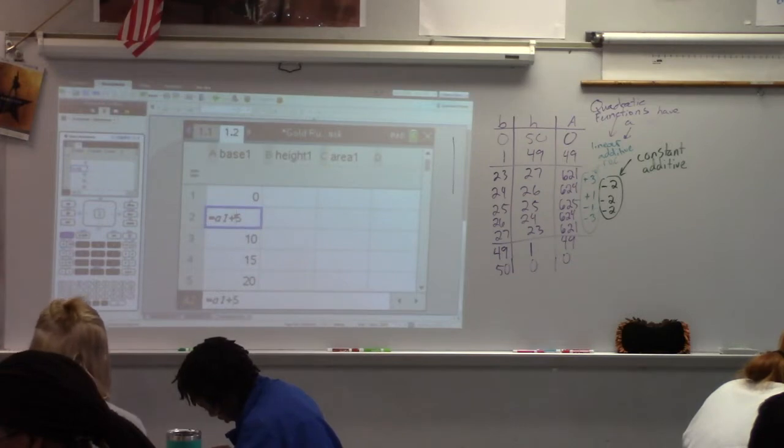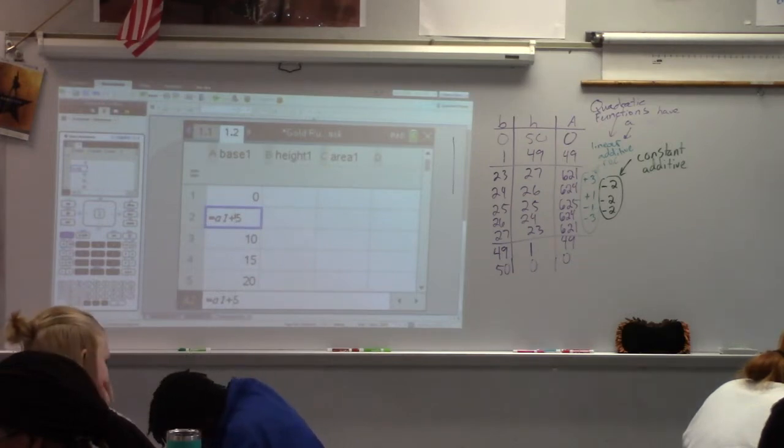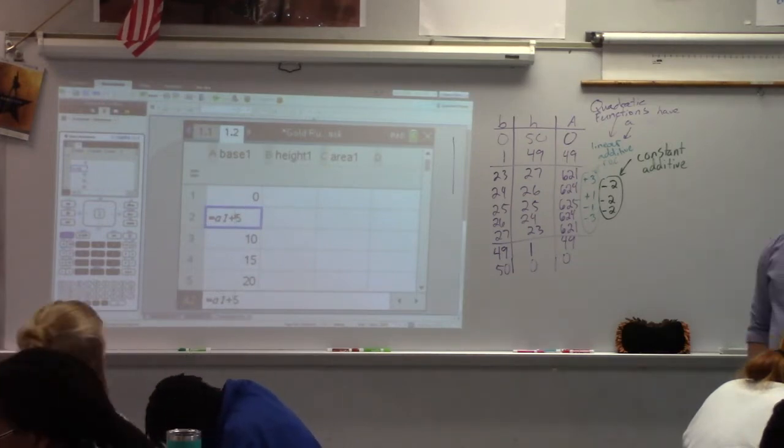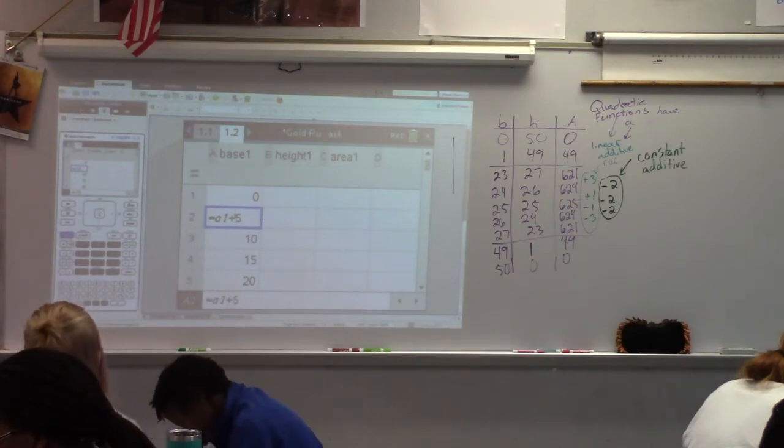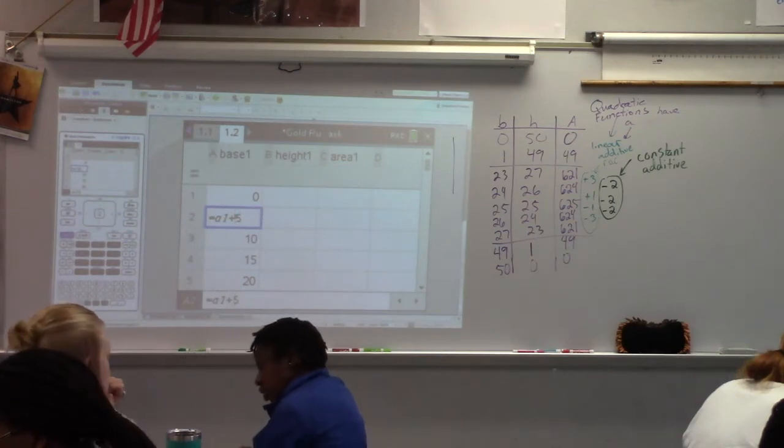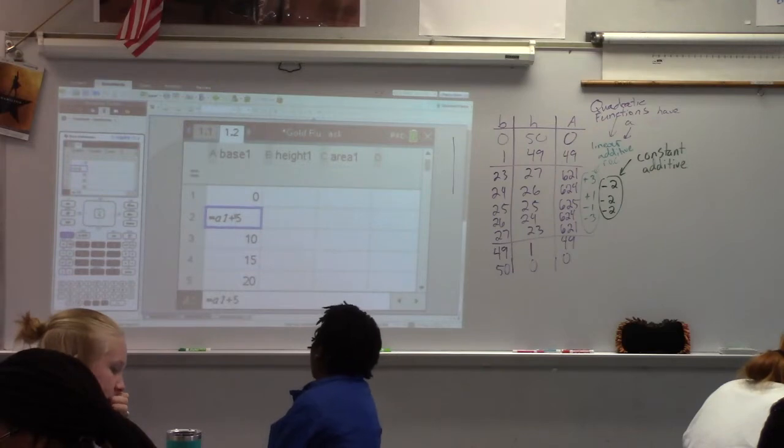How far are we going? You need to go to row 11. Okay? That'll get you to a base value of 50. Alright, so now let's look at the height.